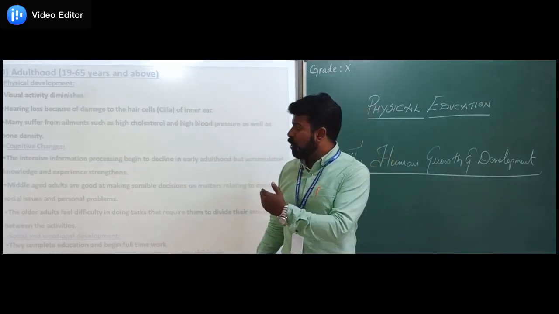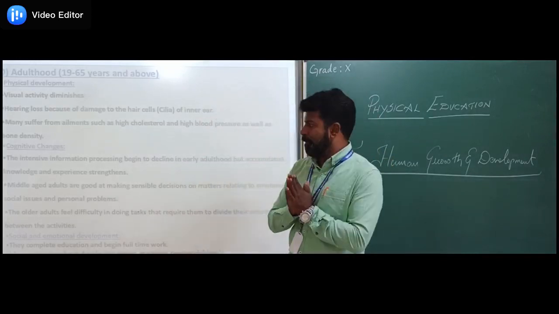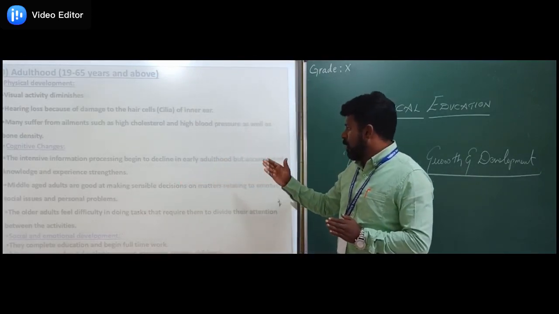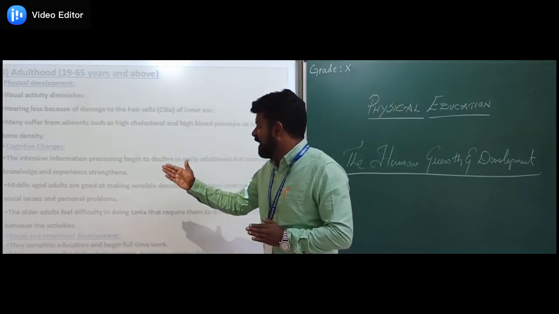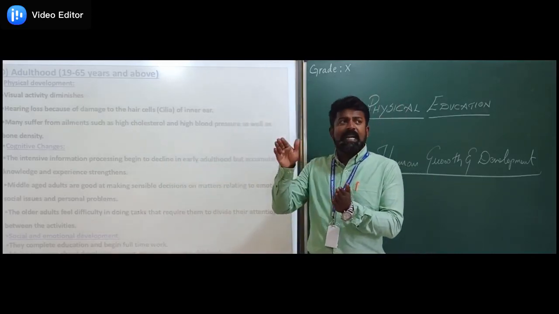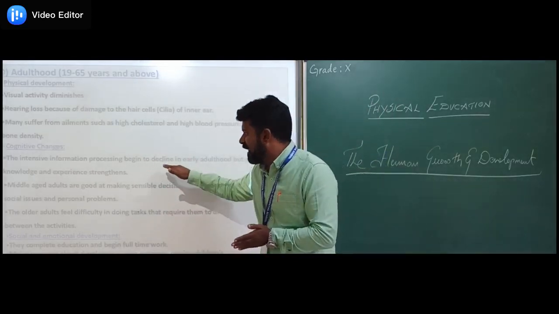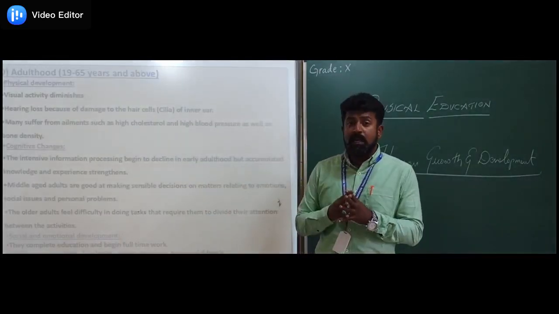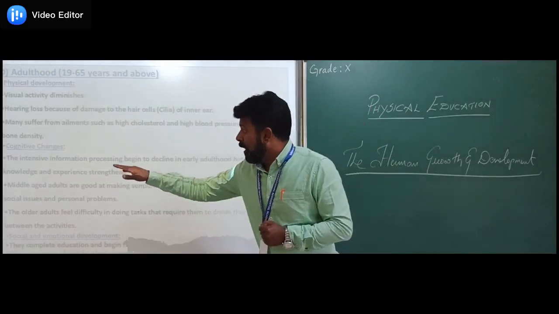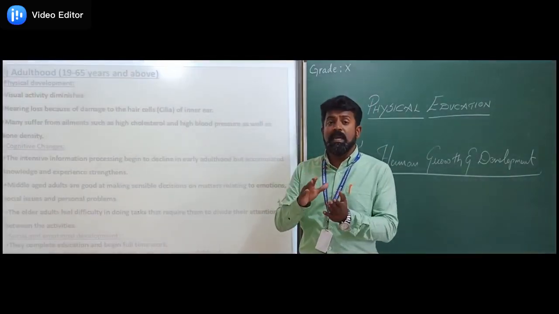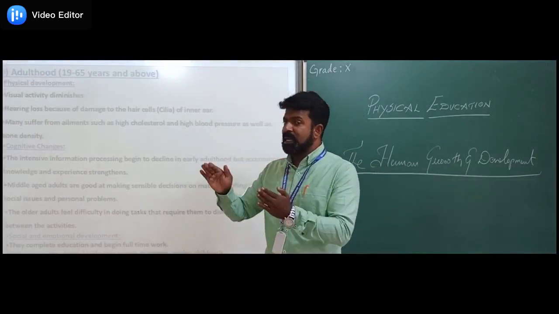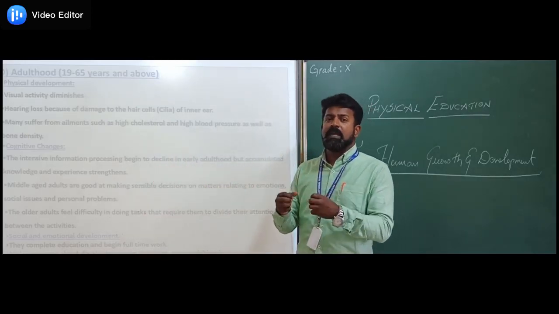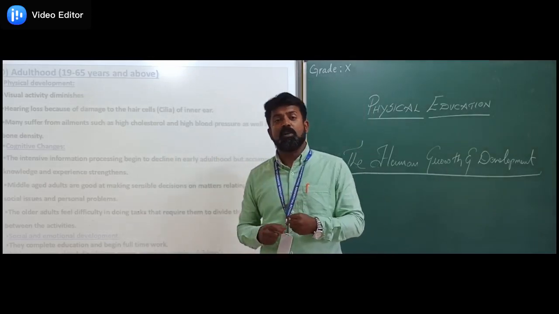Then we will move on to the cognitive changes. What cognitive changes happen here? Intensive information processing begins to decline in early adulthood, but accumulated knowledge and experience get strengthened in later adulthood. So again it is being divided very clearly. In the early stage there is a decline, and in the later stage, due to experience, you will be stronger. That is called the cognitive.